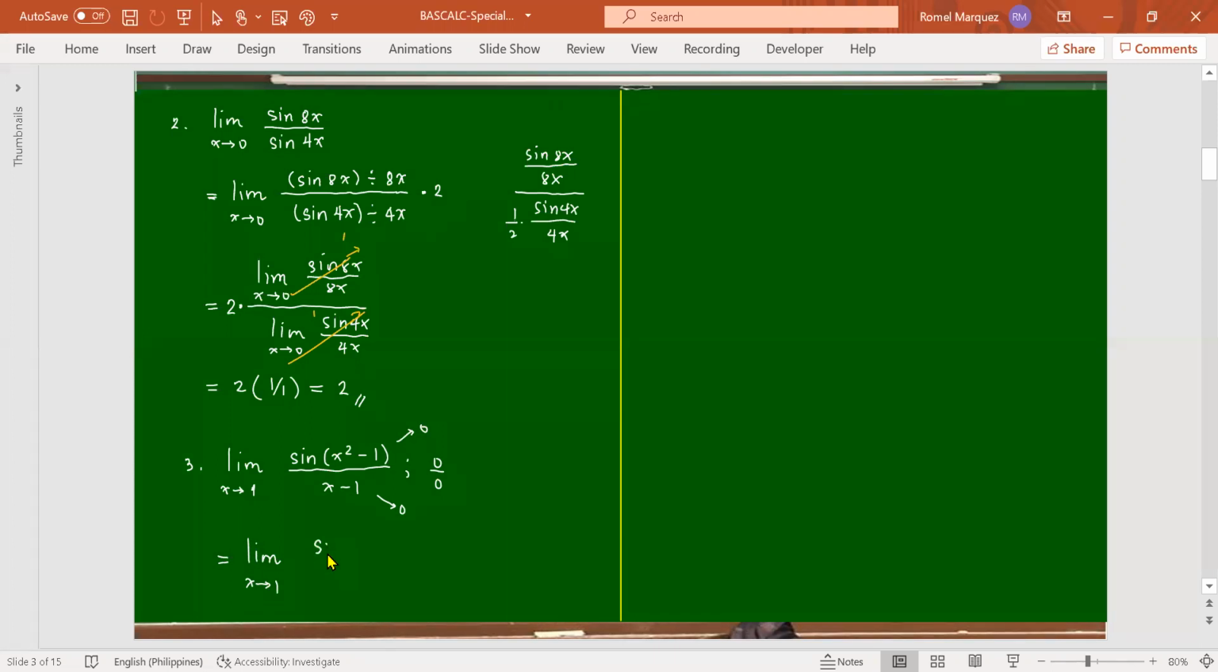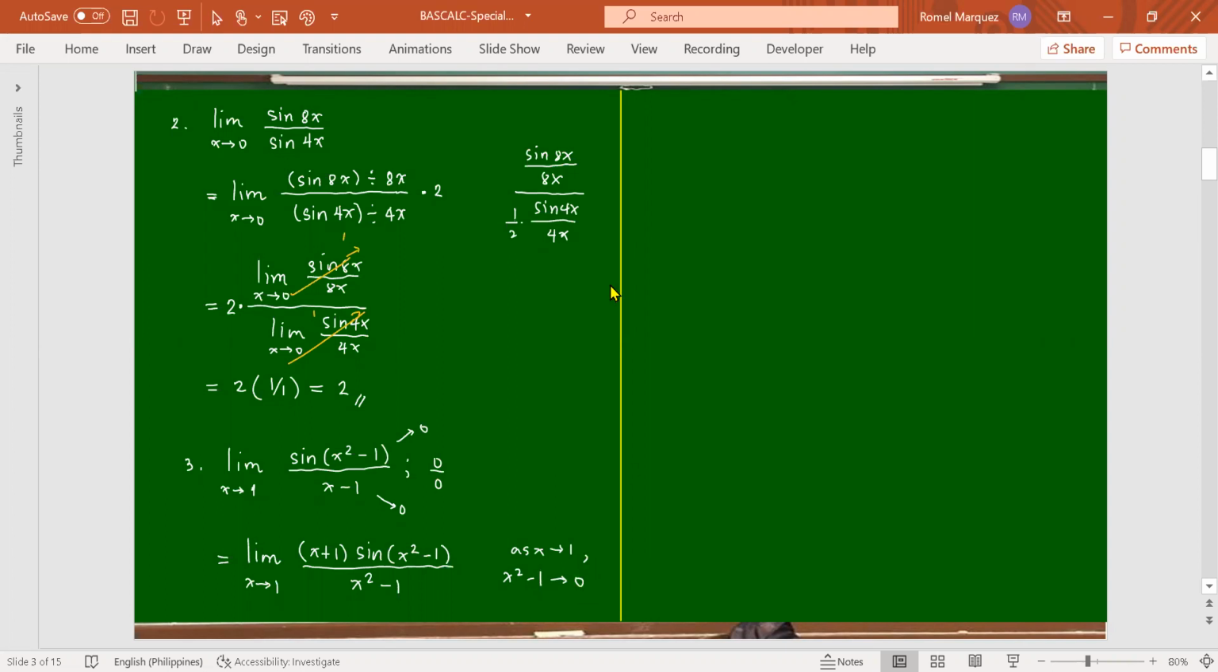So, ano ang kailangan kong mangyari sa denominator, guys? I need what? Anong kailangan ko, guys? Para maging pareho sa argument ng sine, what will I multiply? X plus 1, no? We multiply both the numerator and denominator by x plus 1. So this is now x squared minus 1. Am I correct, guys? Yes. So, tingnan natin. As x approaches what? As x approaches 1, saan pumupunta ang x squared minus 1?